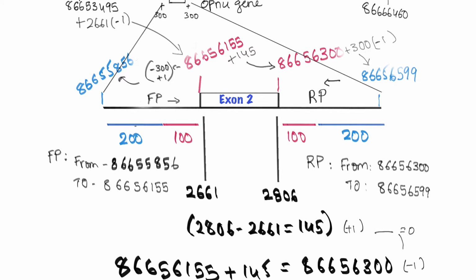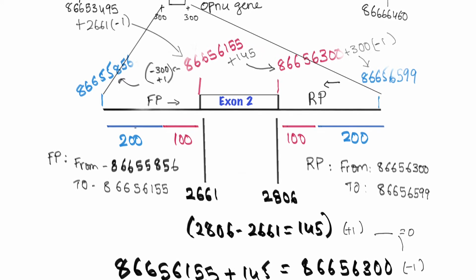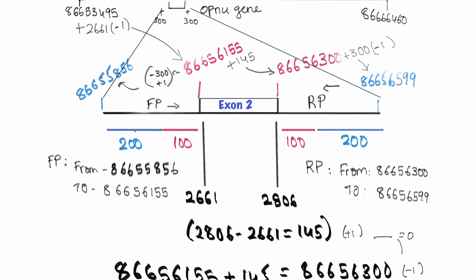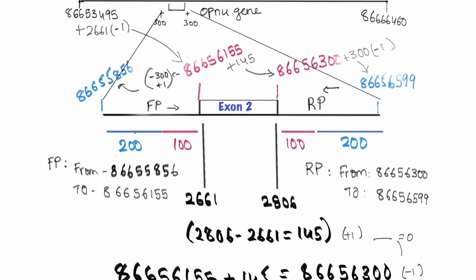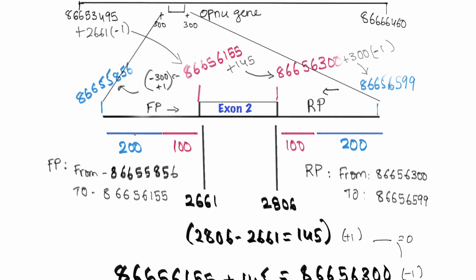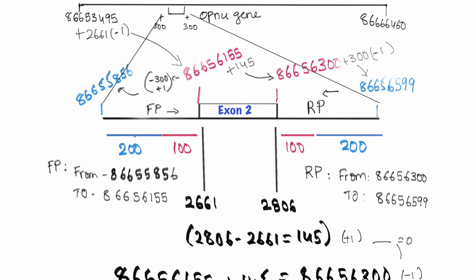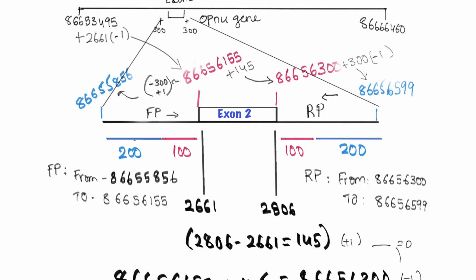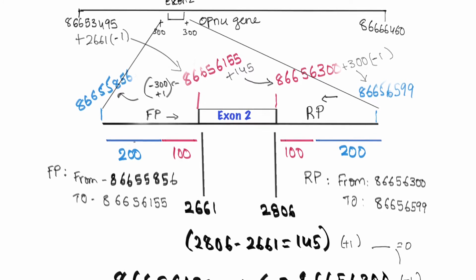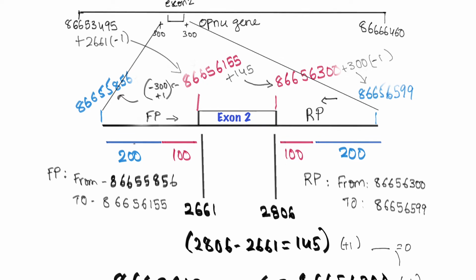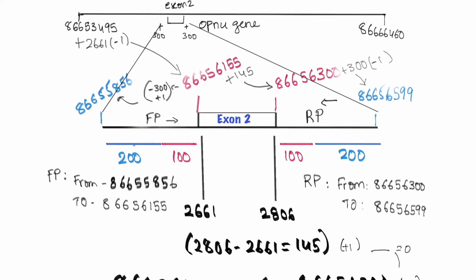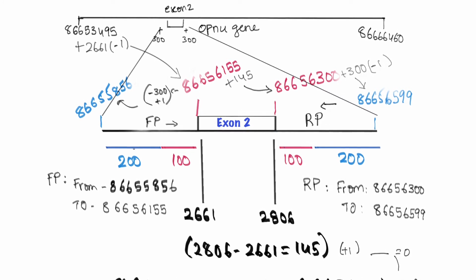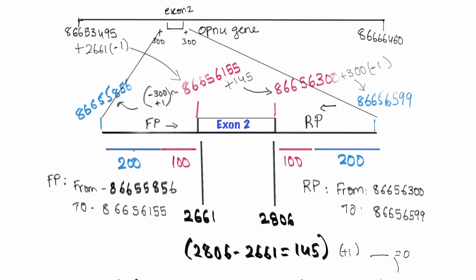To get the position of 300 base pairs on both sides apart, we subtract 300 from the beginning chromosome position of exon 2 to obtain the forward primer position, which is 8665356. In a similar way, to obtain the position for the reverse primer, we add 300 to the end of the exon 2 chromosome position, which is 8665800 plus 300 base pairs minus 1, which gives 8666099.